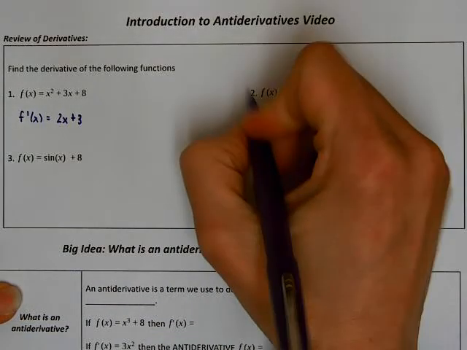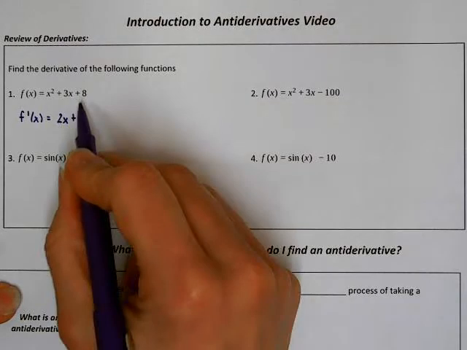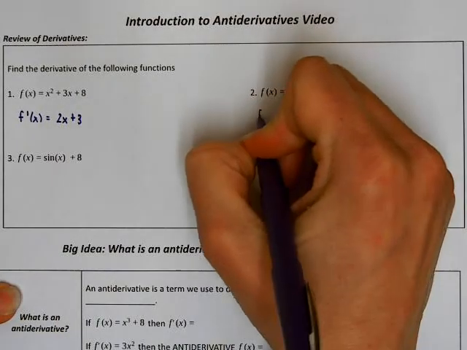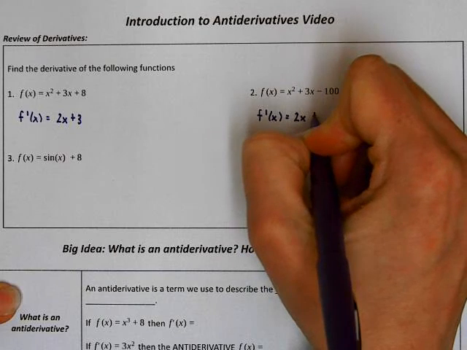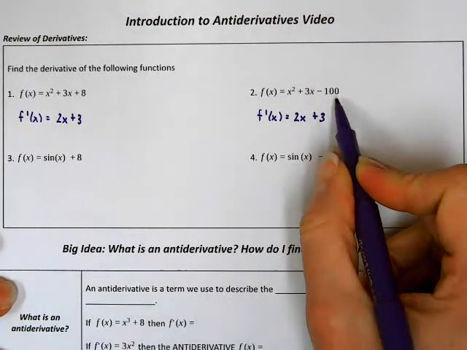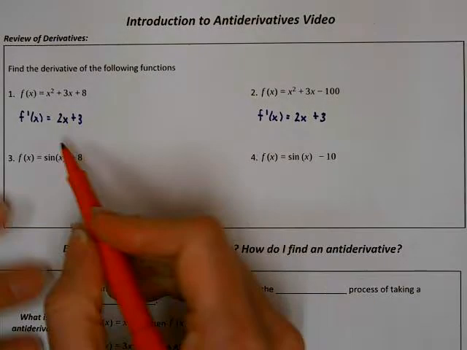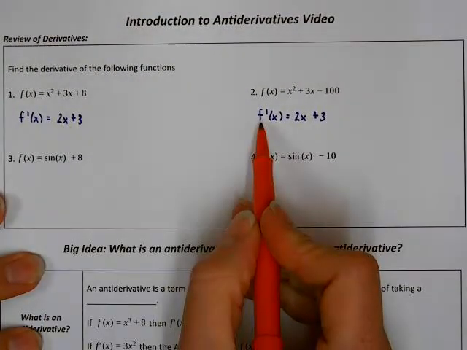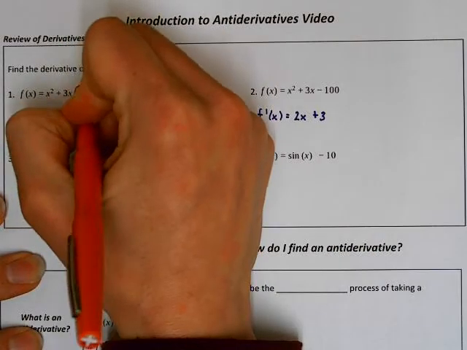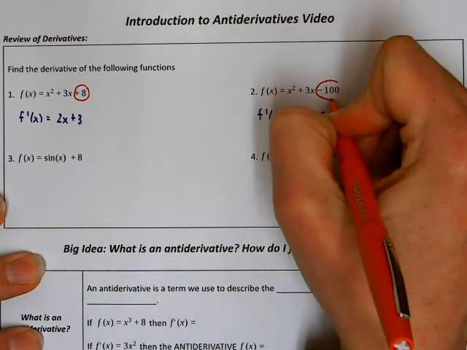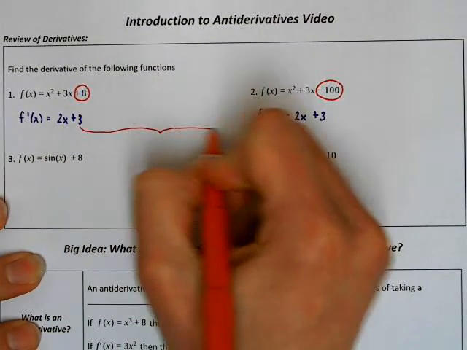So for number 2, this function you'll notice is pretty much the same. It's really similar, just varies by that constant. So my derivative is still going to be power rule. It's going to be 2x plus 3, and then the constant negative 100, its derivative is 0. So what you'll notice here is that the derivatives are the same even though the original function differs by a constant. And I'm going to write that note here because that's going to be a really important idea when it comes to finding antiderivatives.